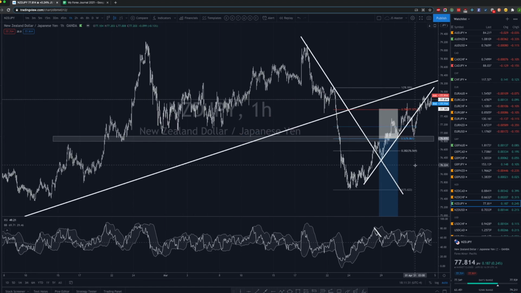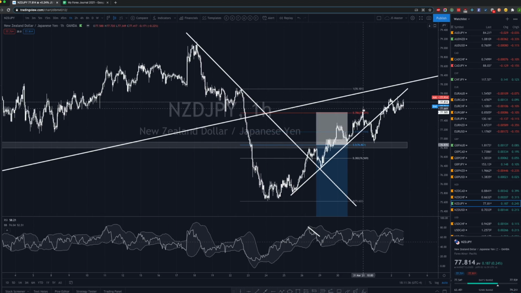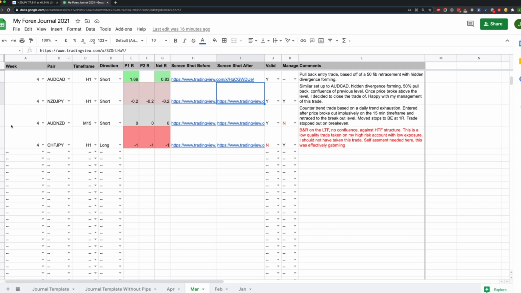So, but you know, it didn't work out. But anyway, I'm happy with how I managed the trade, so it worked out okay for me. So the next trade I took was here on AUDNZD.